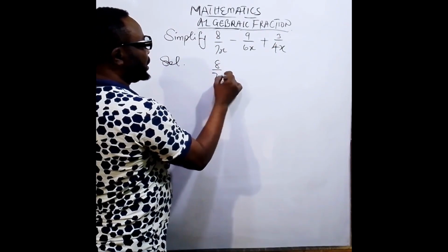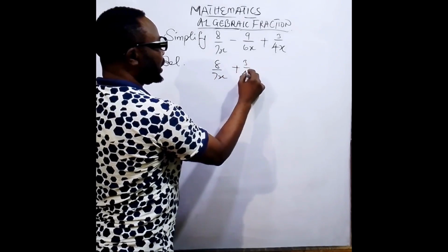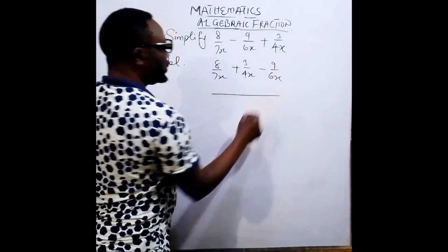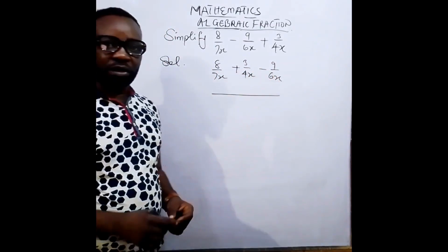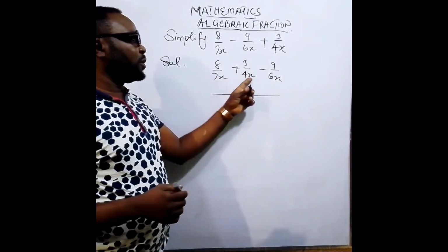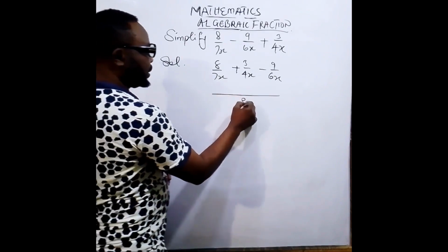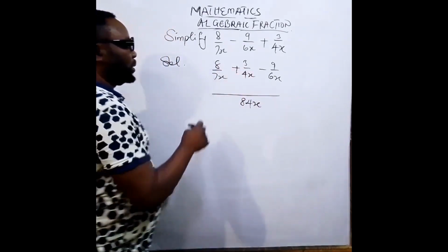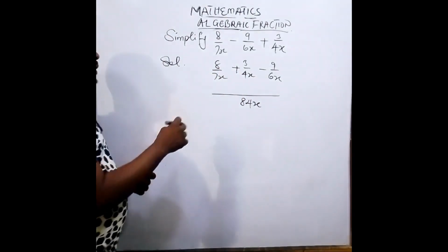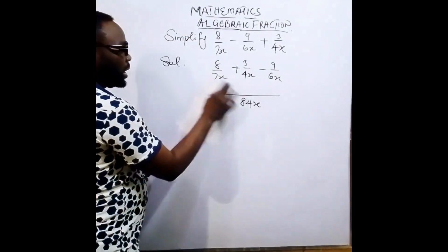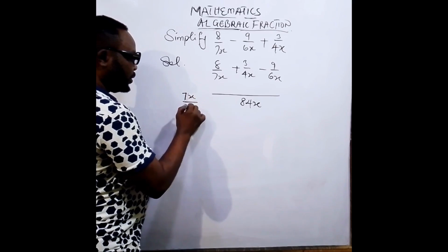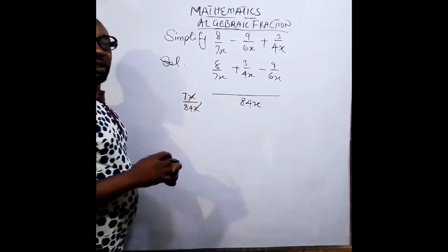8 over 7x plus 3 over 4x minus 9 over 6x. Now, each of them are fractions, so we need to find the LCM of the three of them. The LCM of 7, 4, and 6 is 84x. Now, 7x in 84x will be equal to 12. Why is it 12? We cannot have the x there any longer. So when you call it, the x is out of it.